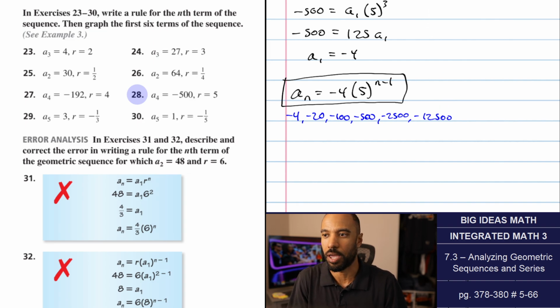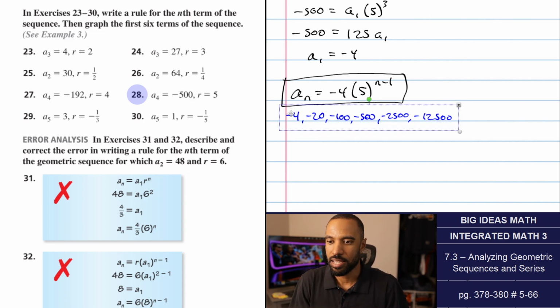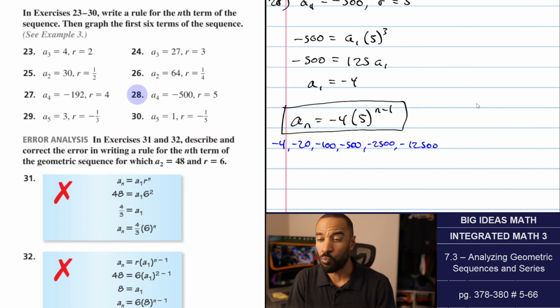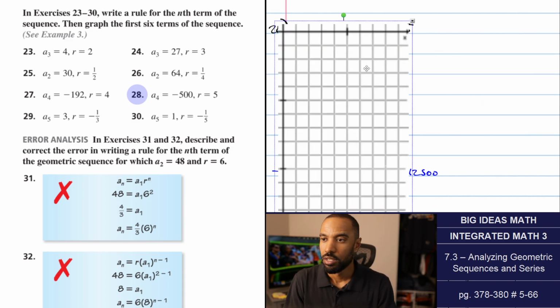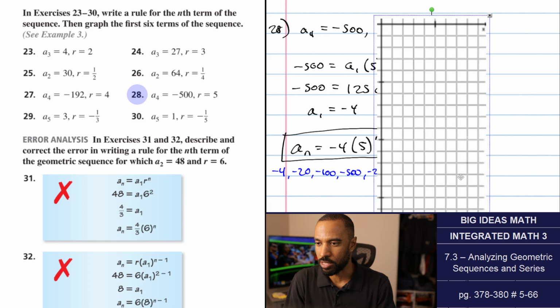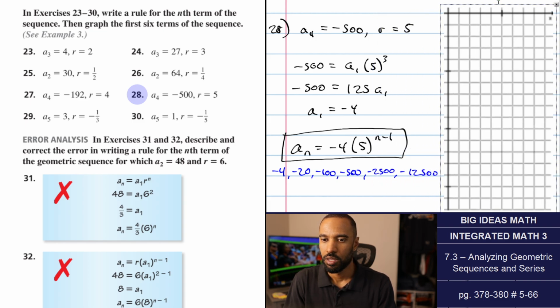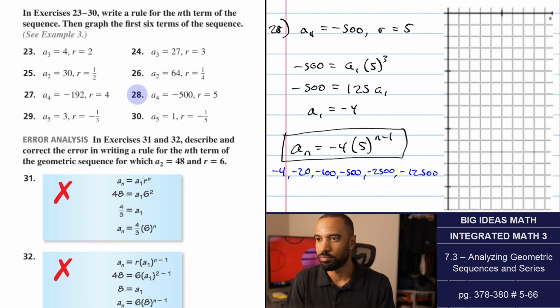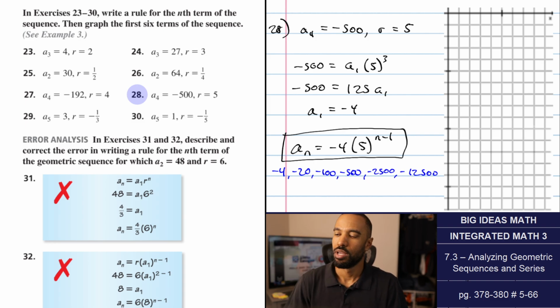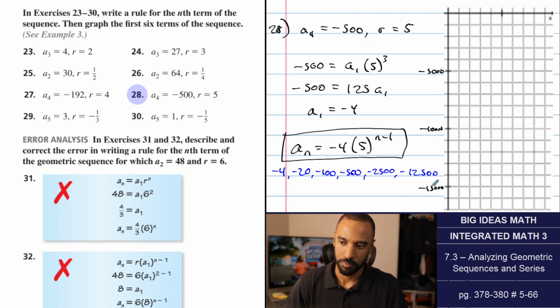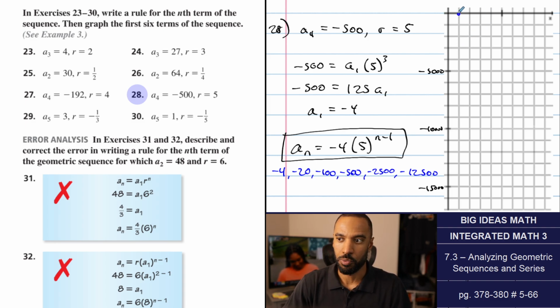Negative 12,500. Okay. Which stands to reason that we might as well go by 1,000s on each of these sets of points here. Because, yeah, this would be negative 5,000. This would be negative 10,000 and negative 15,000. Negative 4, these are going by thousands. Are you really going to see negative 4 compared to anything else? No, not even negative 20. These are just very, very small.